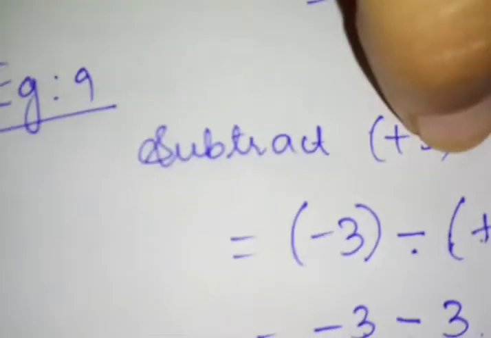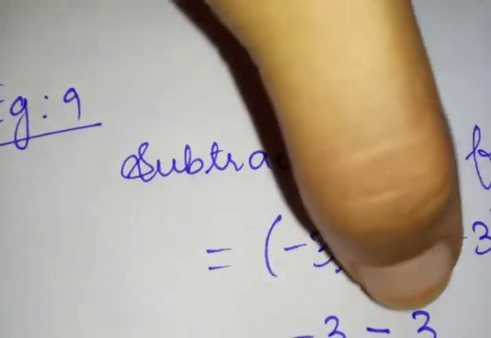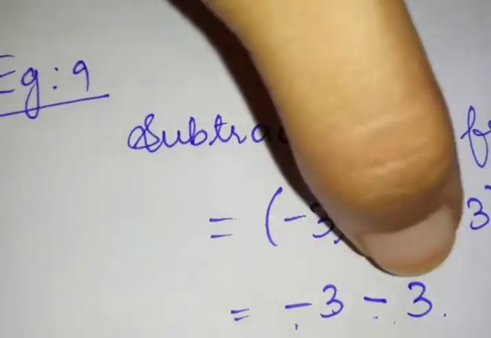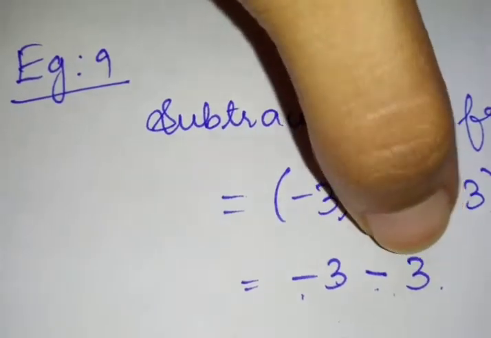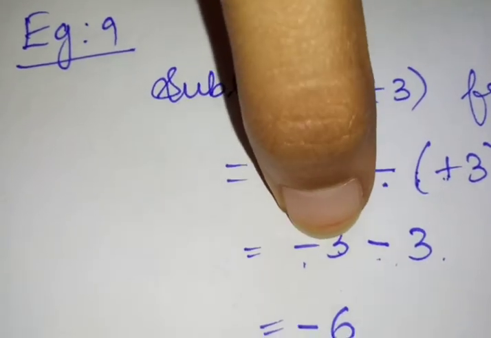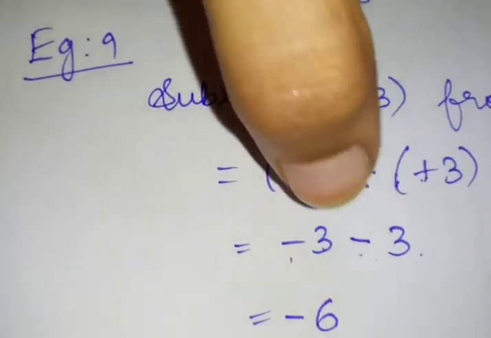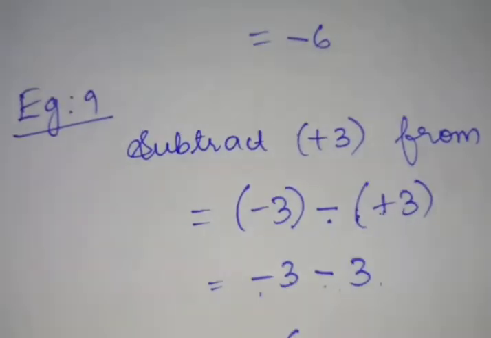Listen, children. Minus into plus, minus. Minus 3, both are the same signs. So add: 3 plus 3 is 6 and put the same sign. Understood, children?